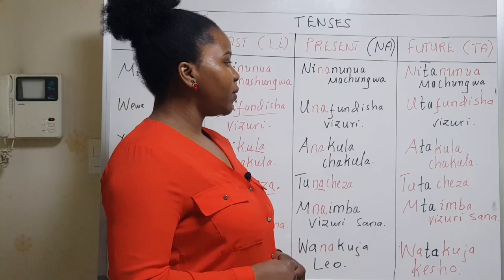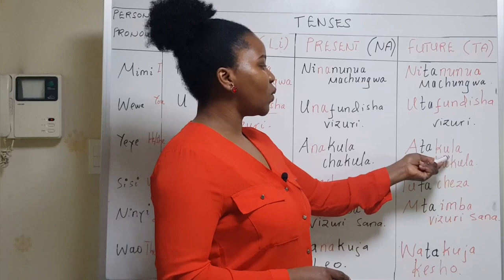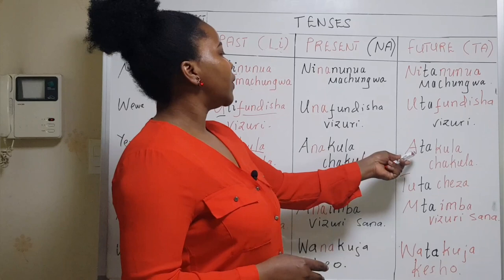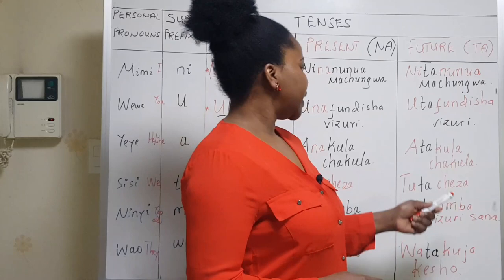Atakula chakula. Ta represents the tense, the future tense. So atakula chakula. Kula is a verb and chakula is some food. So a stands to represent the personal pronoun he or she. So he or she will eat some food.